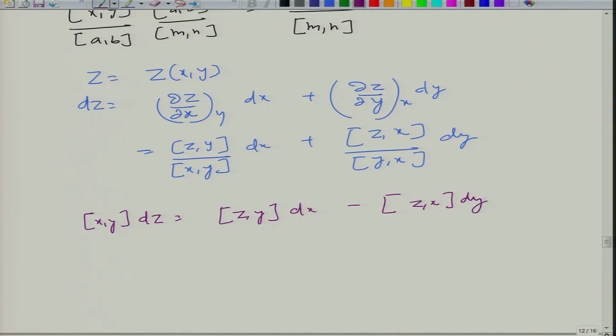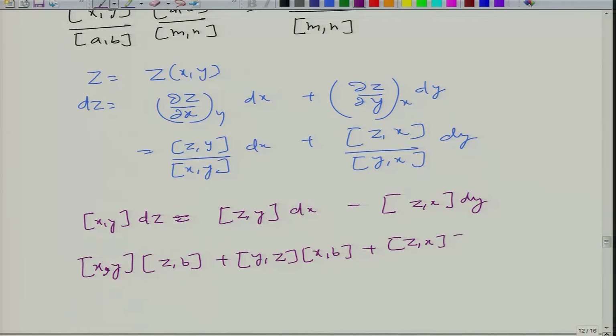Okay. Now, from here I can also obtain the cyclic relation. So, if I consider this and take a partial derivative of this with respect to b, I can write the following: ∂(z,b), and if you rearrange, if you bring it to the other side, I can write it like this: ∂(x,b) plus ∂(z,x) ∂(y,b), and this must be equal to 0. So, this is nothing but the cyclic relation.